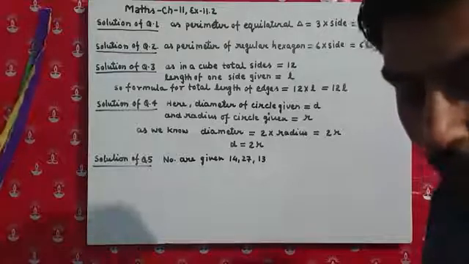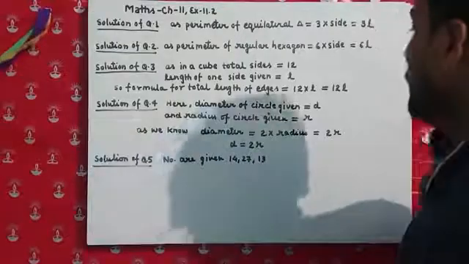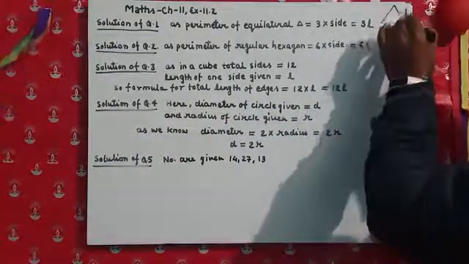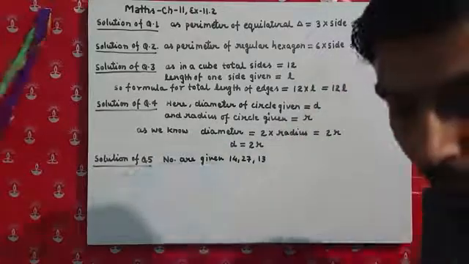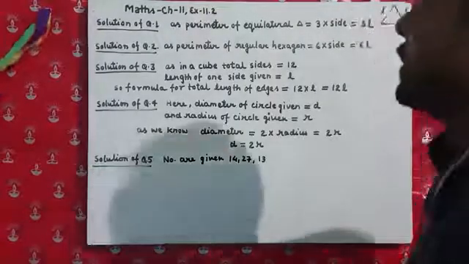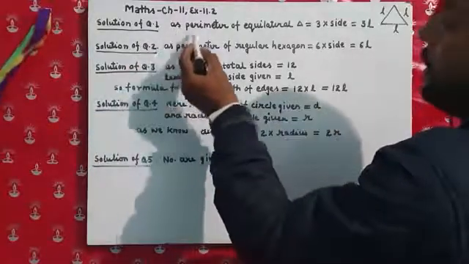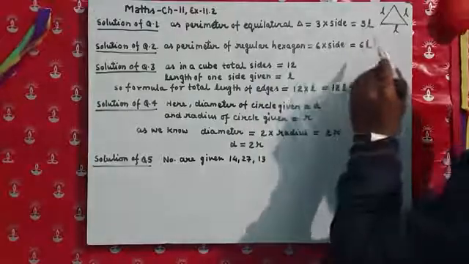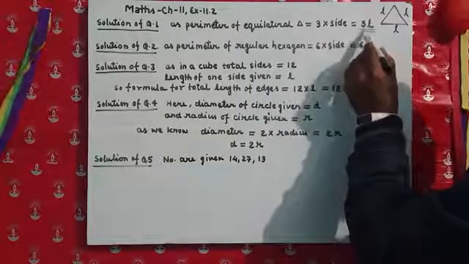The side of an equilateral triangle is shown by L. That means an equilateral triangle is given and each side of this triangle is L. The question says to express the perimeter of the equilateral triangle using L. So here I am writing the solution. As we know, the perimeter of an equilateral triangle is equal to 3 into side. And here the side is given as L. So the answer will be 3L.